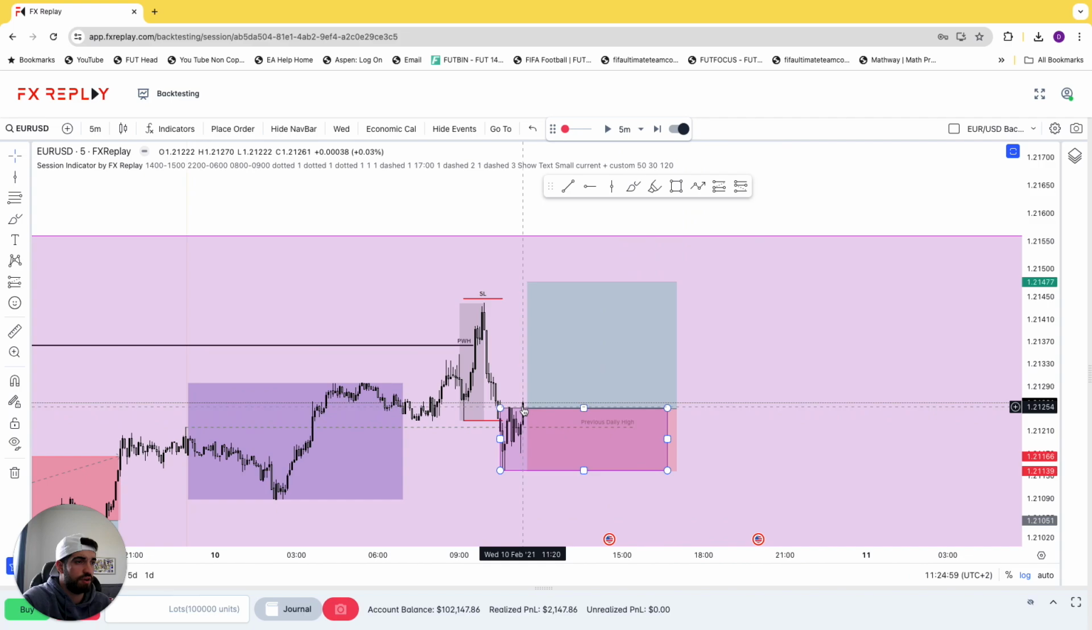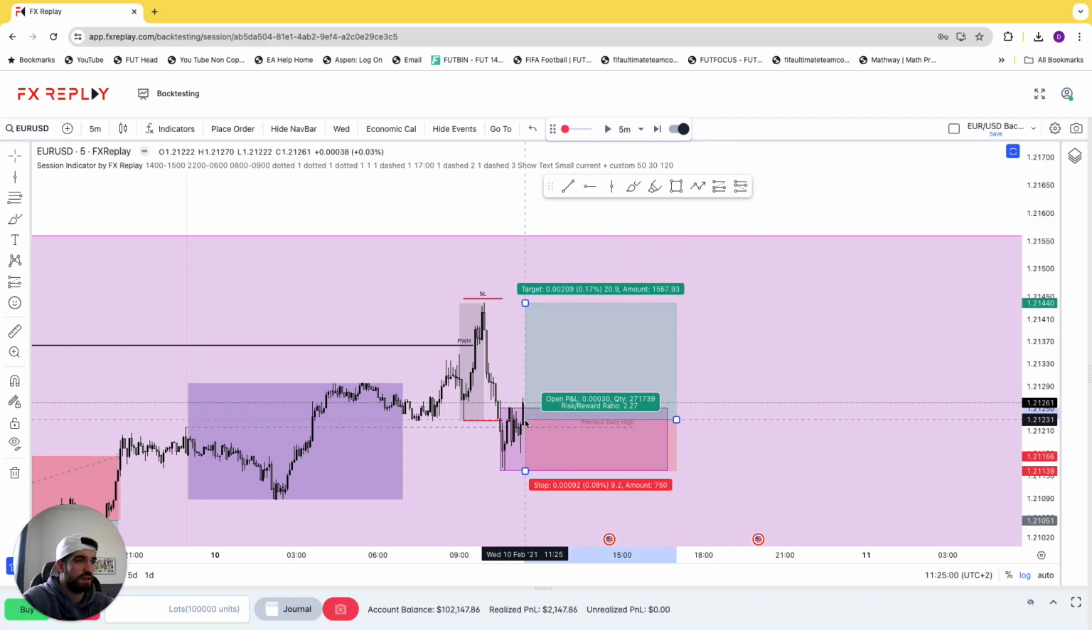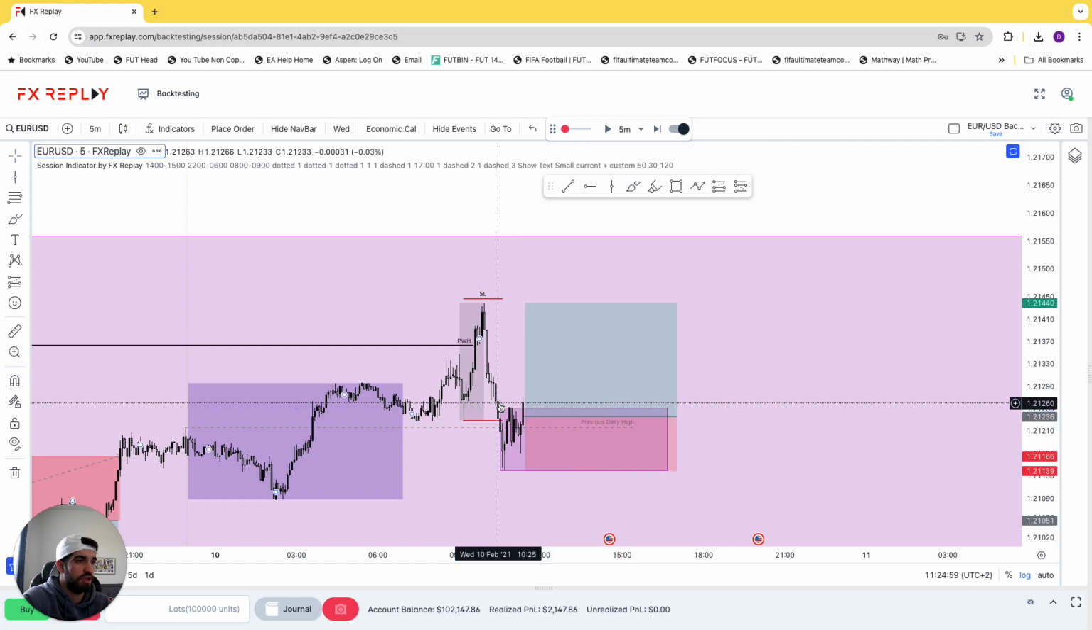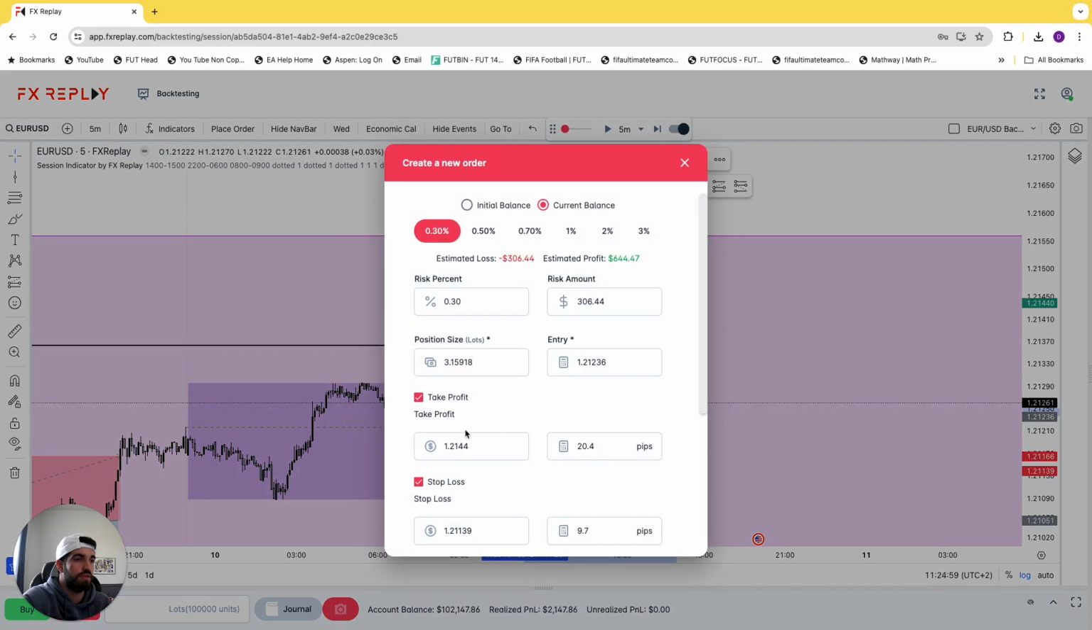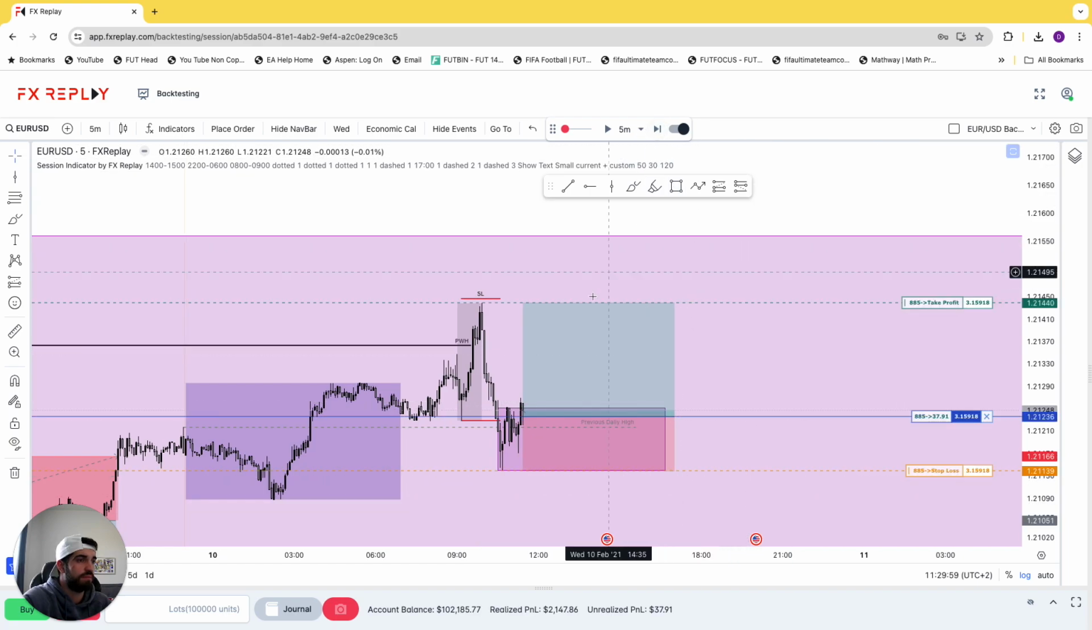Quite honestly, I could probably even, because this is where I would be taking my profits, what I would do in this case is I would set my limit anywhere in here, just so I get 1 to 2. And there we go. Limit set. Limit is triggered.